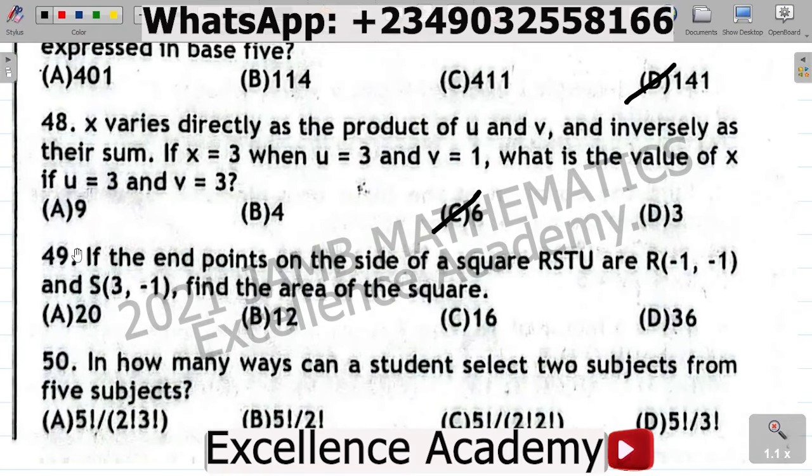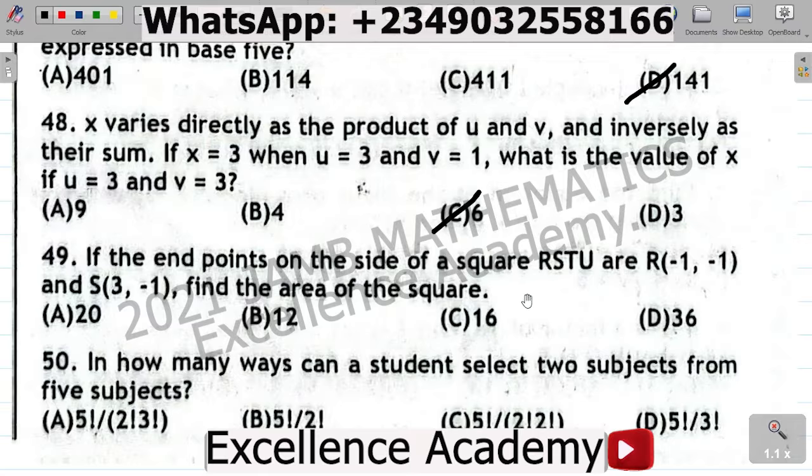All right, next up, question 49. 49 says, if the endpoints of the side of a square RSTU are R with coordinates -1, -1, and S with coordinates 3, -1, find the area of the square. A 20, B 12, C 16, D 39. Now, how do we solve this question? The first thing you want to note is that this is a square, and for a square, all the sides are equal.